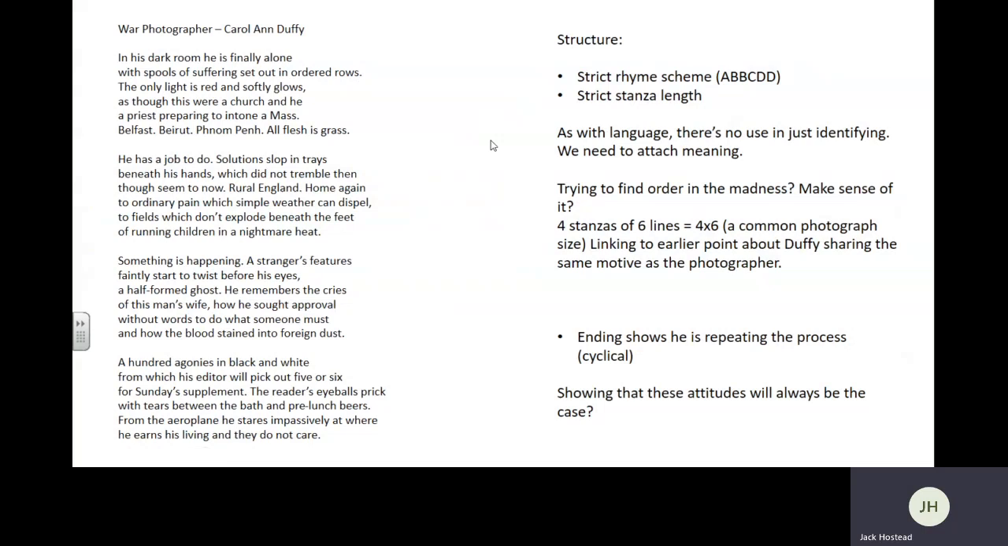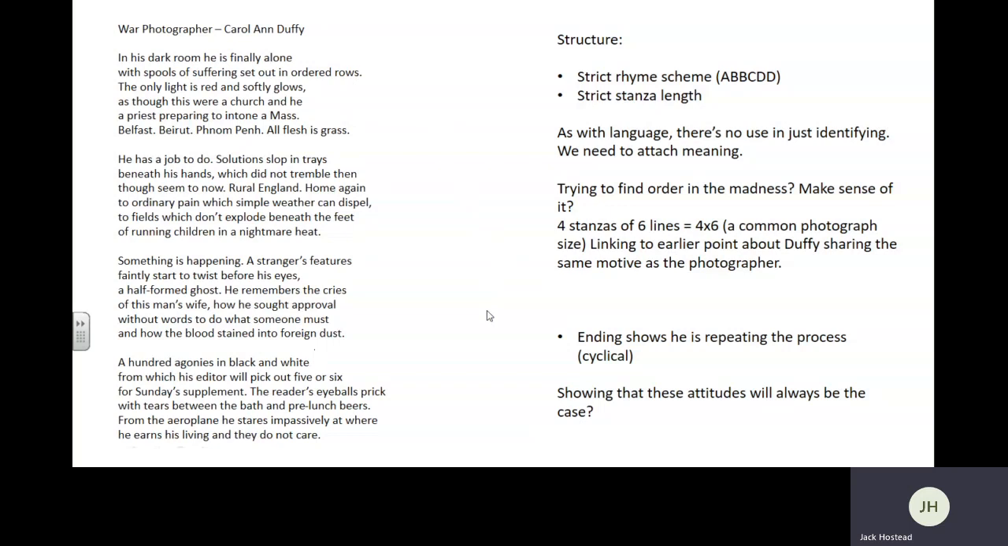Another interpretation that I stole off someone else is that 4x6 was a common photograph size. So we've got 4 stanzas of 6 lines. And we think, okay, that's great, we can pick that out. But what does it mean? Why might she have done that?